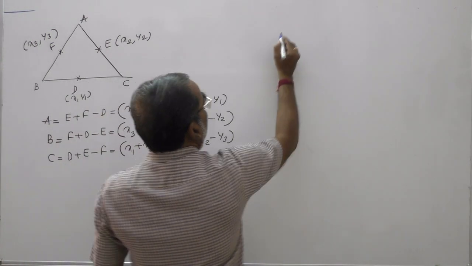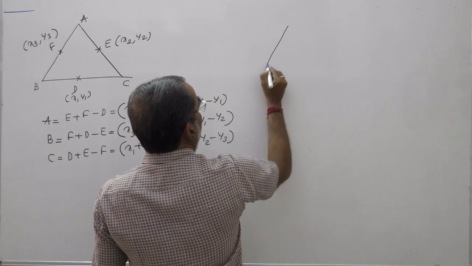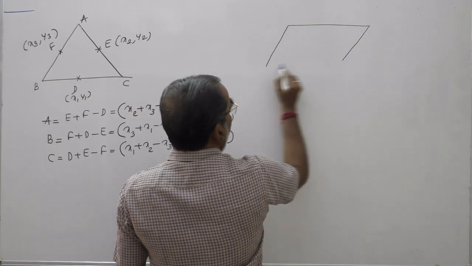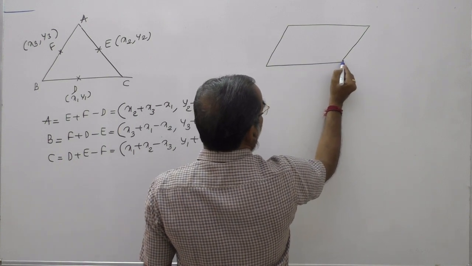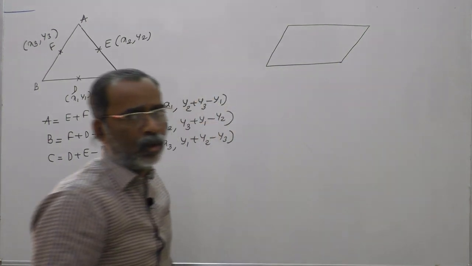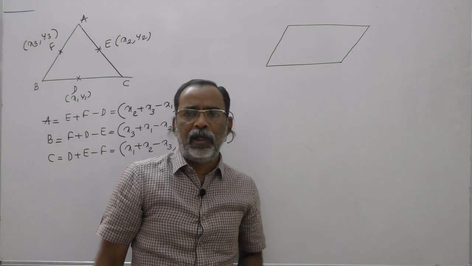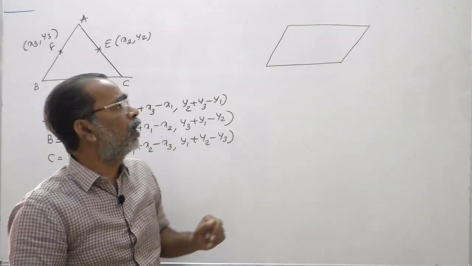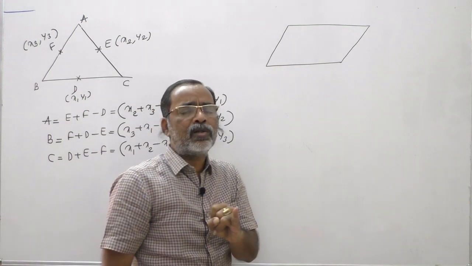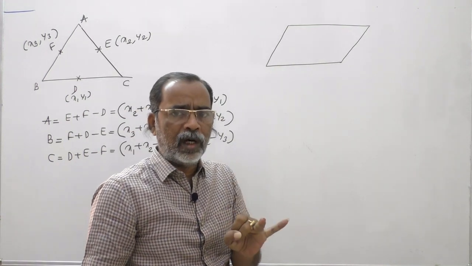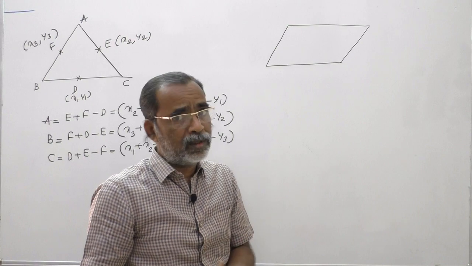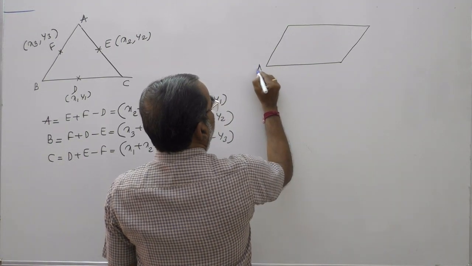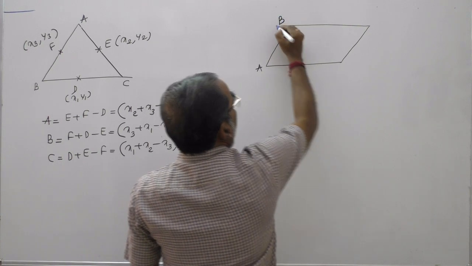So there is another concept. If a parallelogram is given, this is a parallelogram. It can be any parallelogram. What is a parallelogram? Parallelogram is a quadrilateral in which opposite sides are parallel. Rectangle is also a parallelogram, square is also a parallelogram, rhombus is also a parallelogram. Right, say this is ABCD, it is a parallelogram.